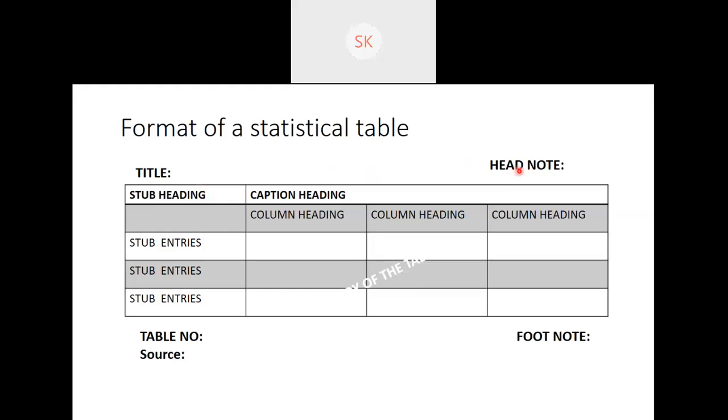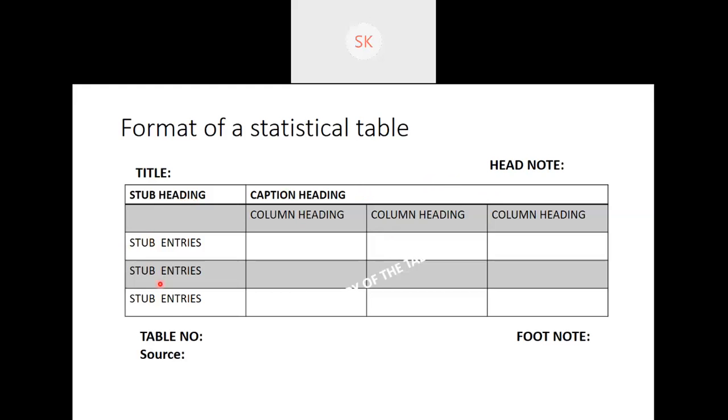Then head note. Head note means if you have any units of measurement to be given in particular, in such cases you can give a head note. Then stub headings are the major headings that you have to give, like we use X, F, sigma X, D dash, that's deviations when we calculate. Then you have cumulative frequency. Now all those will be caption heads.